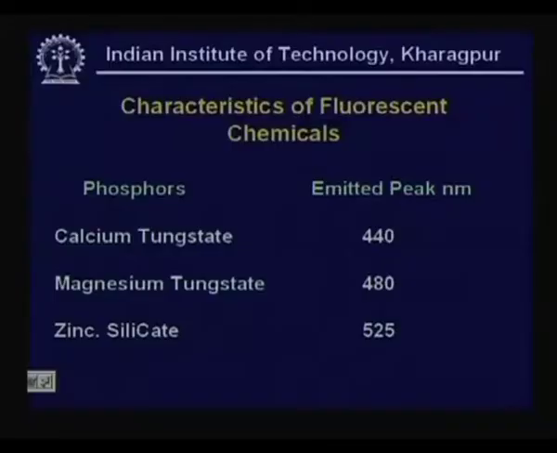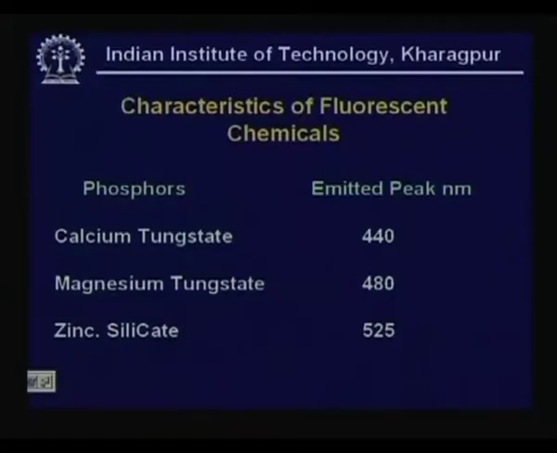Next, look at the emitted range and see where the emitted peak is. If you look at the emitted peak, calcium tungstate, though we saw that as we go down the table there is a shift towards the right in the spectrum, there is also a shift to the right towards the emitted peak. That is very important. I look for it close to the peak sensitivity of the human eye.